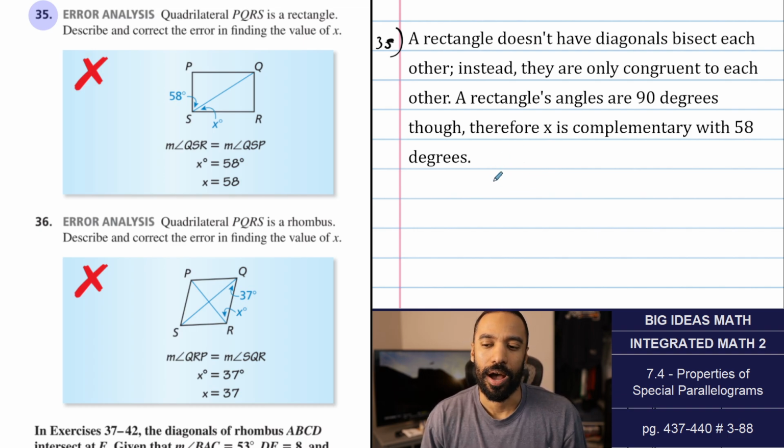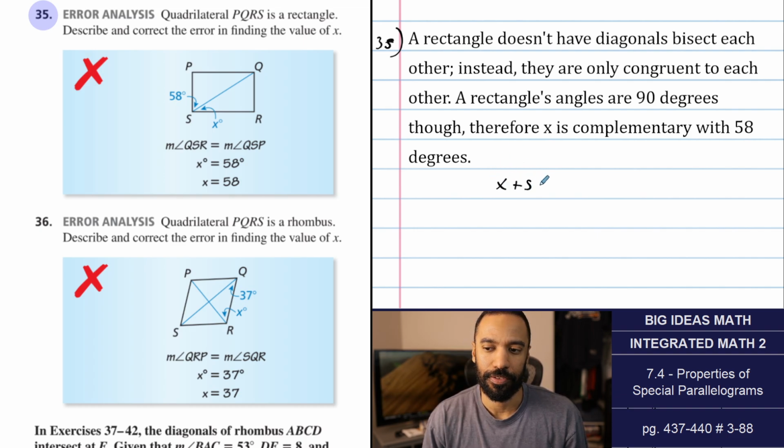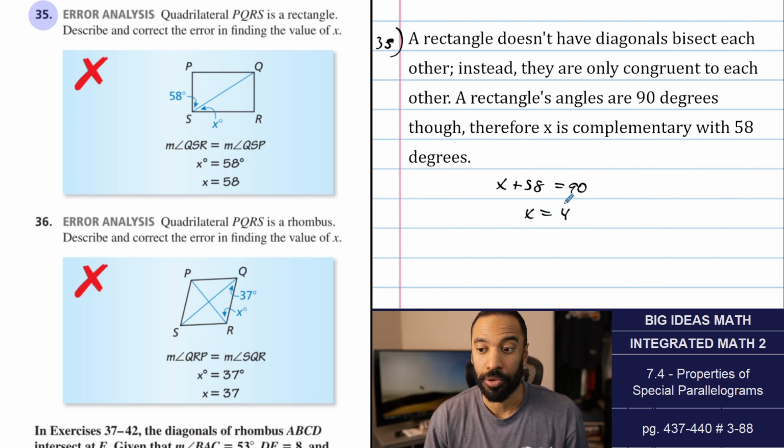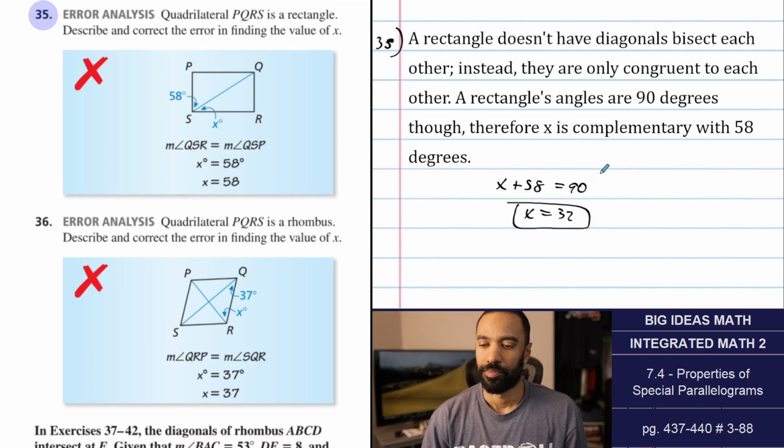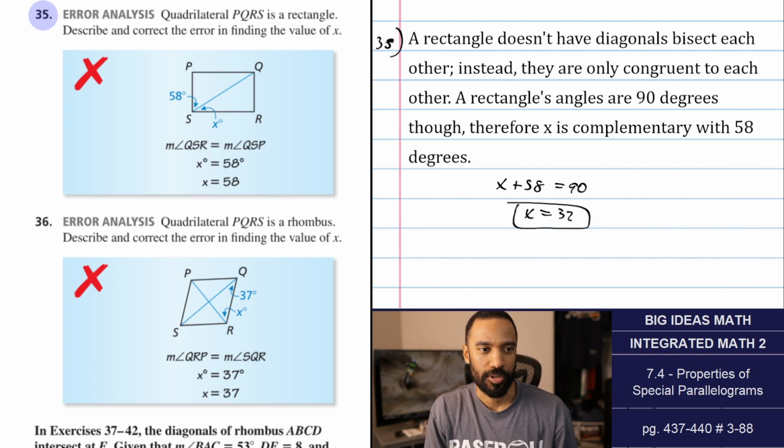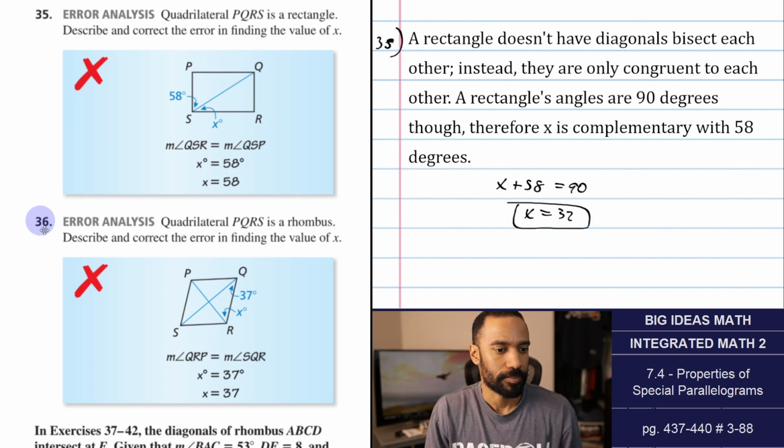Okay, so x plus 58, I'm just going to go straight off this, is 90. So x is 32. Okay, complementary.